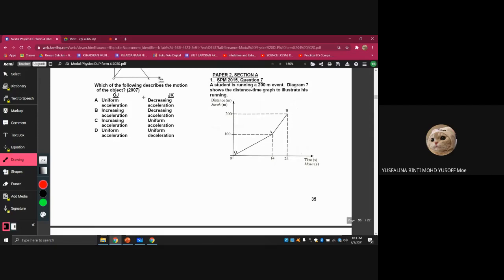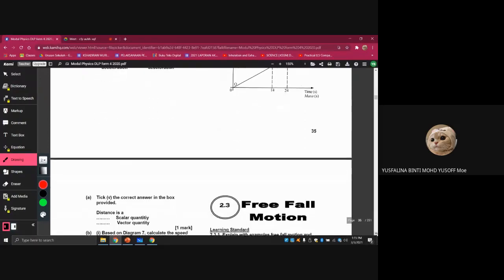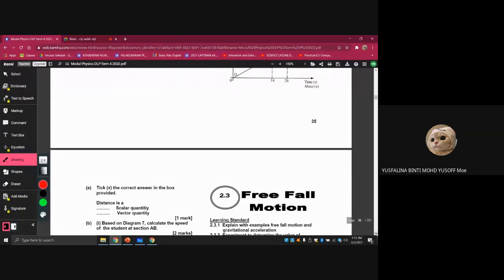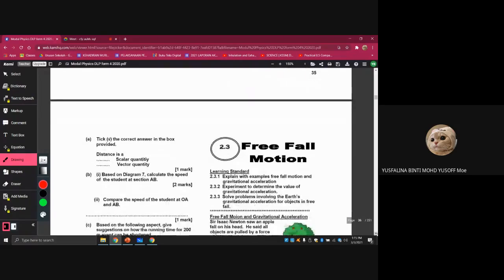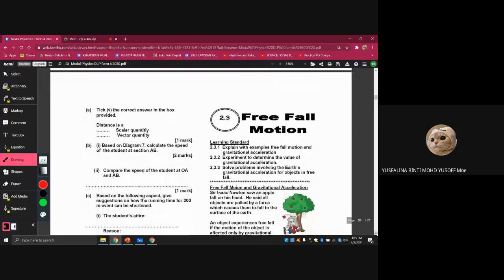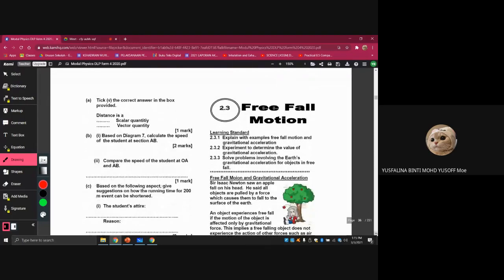Question number 7. So you can see a student is running a 200-meter event. Diagram 7 shows the distance time graph to illustrate his running. So this is the graph. And then the first question asks, tick the correct answer in the box provided. So distance is what? Scalar or vector? Distance is scalar or vector? Yes, scalar quantity. If displacement, that one is a vector.